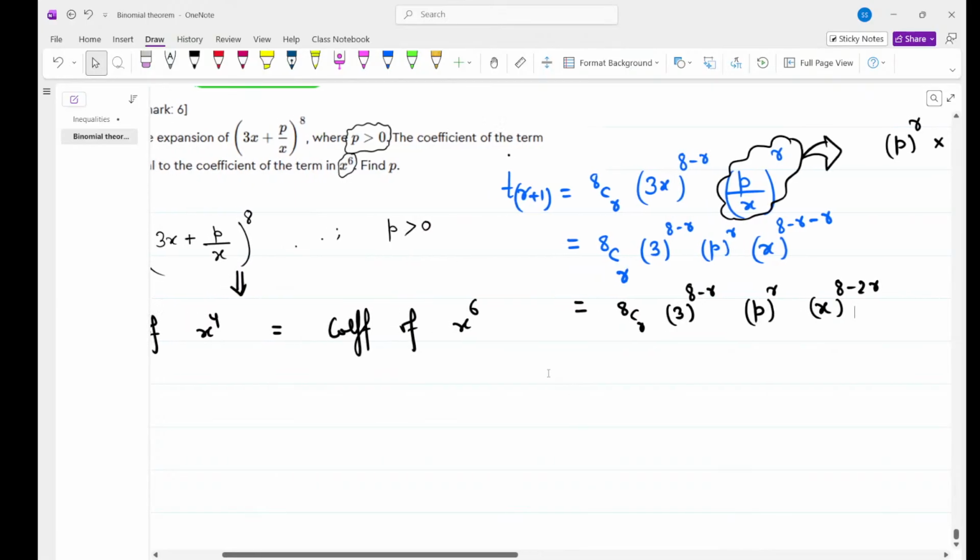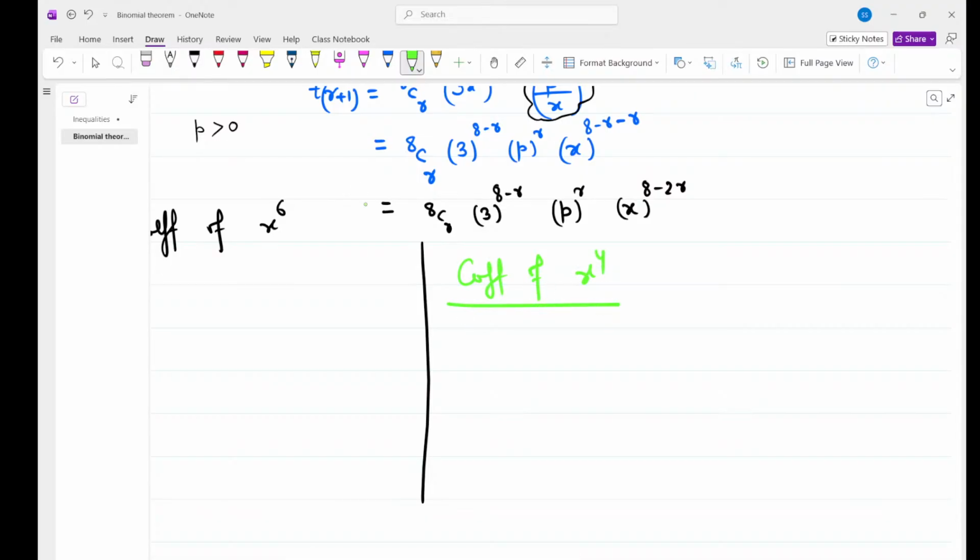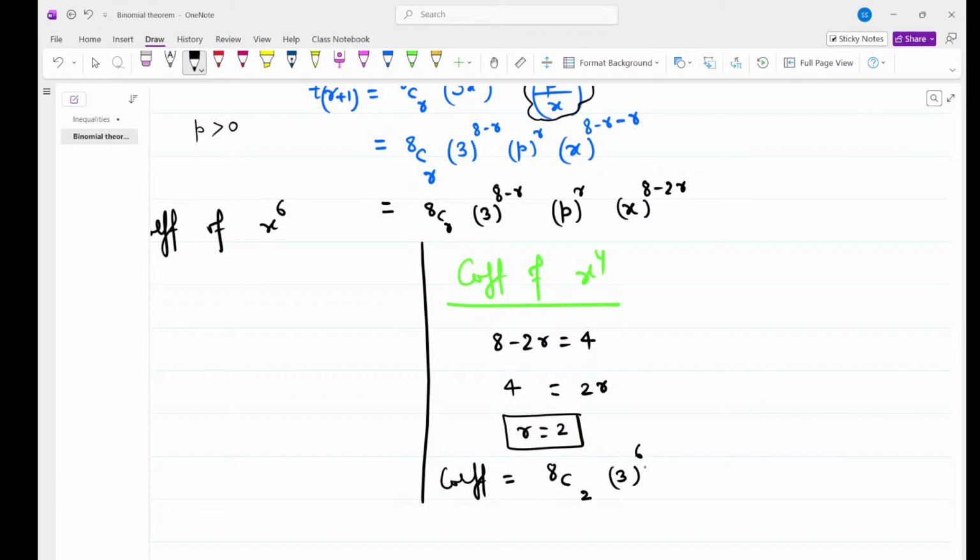Now, very simple. We have to find the coefficient of x raised to power 4, right? So for your simplicity, I'm writing separately. Suppose you are finding the coefficient of x raised to power 4. So what we have to do? To find the coefficient of x raised to power 4, equate the x power, that the 8 minus 2r should be equals to 4. So 4 should be equals to 2r. So r should be equals to 2. So your coefficient of x raised to power 4 will be 8c2, 3 raised to power 6, and p raised to power 2. See, very simple.